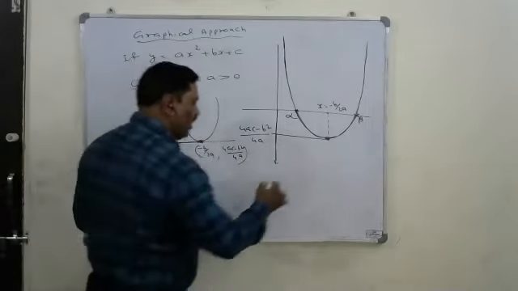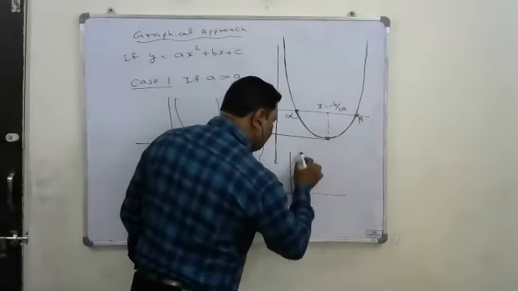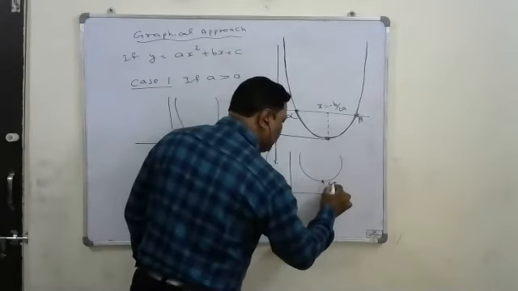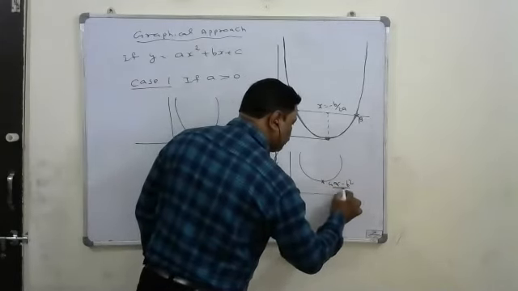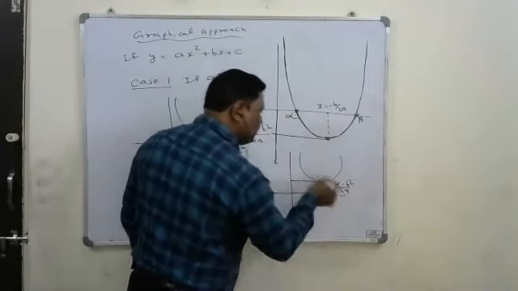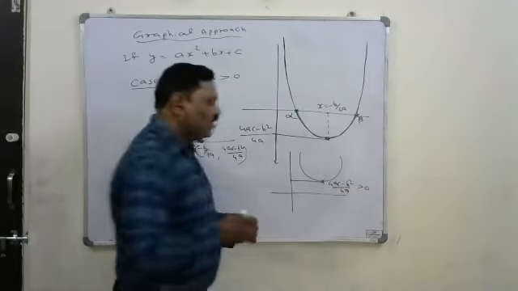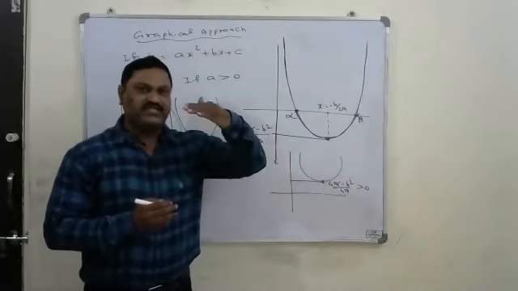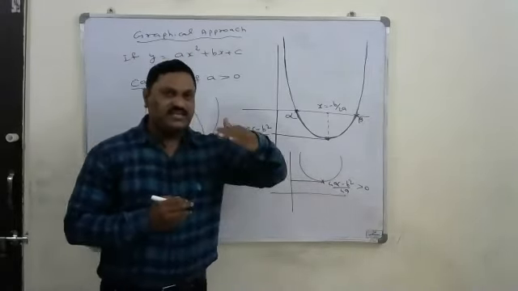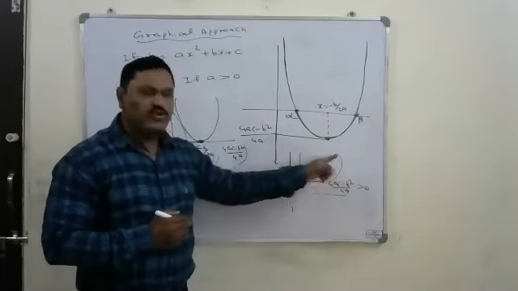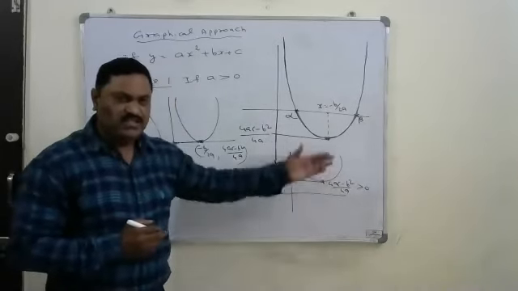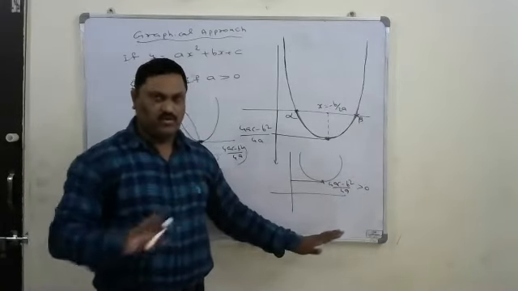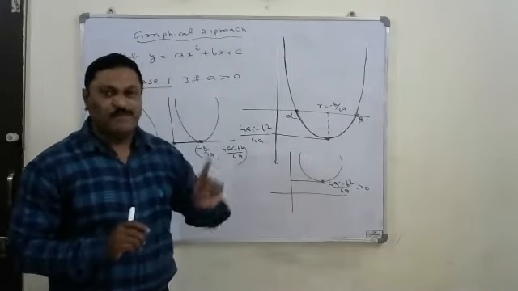Okay. Suppose sometimes the entire graph may lie above the x-axis. Means the minimum value is (4ac minus b square) by 4a. If it lies above the x-axis, it is positive. The minimum value is positive, then that entire graph lies above the x-axis. If it lies above the x-axis, then it is not going to meet the x-axis. It is not going to meet the x-axis means it does not have any real root. Means the roots are complex.